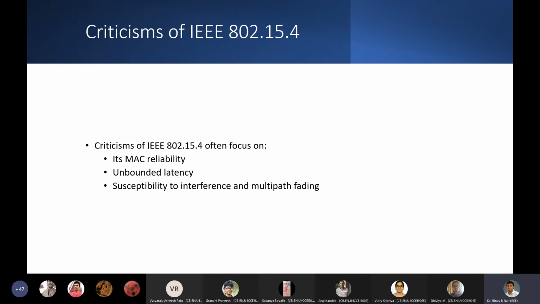And full function devices can connect anyway. And there are some criticisms of 802.15.4, which are on the latency, multipath fading, and the reliability of the MAC process.